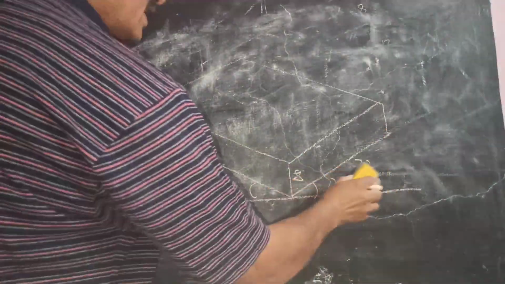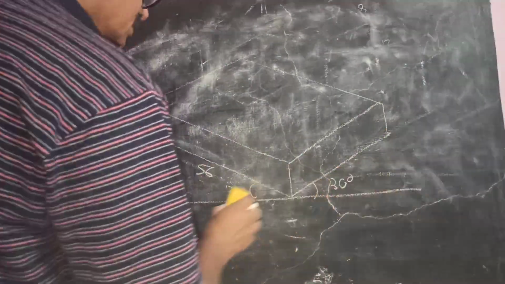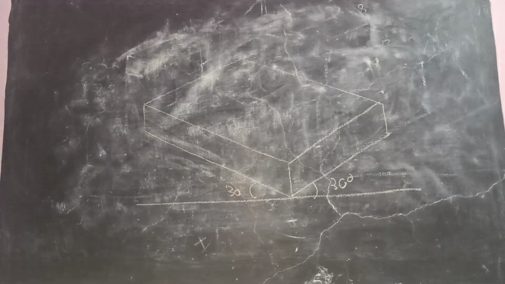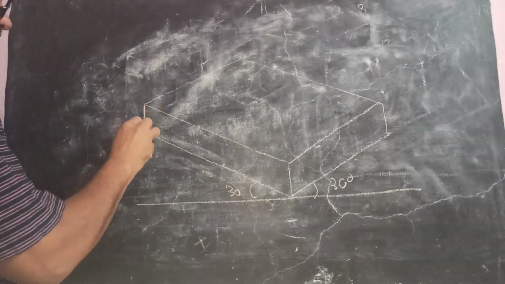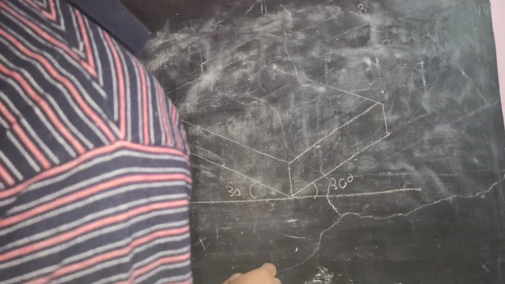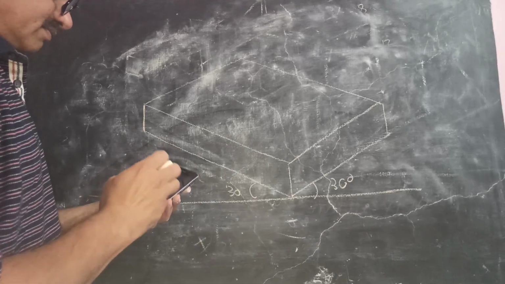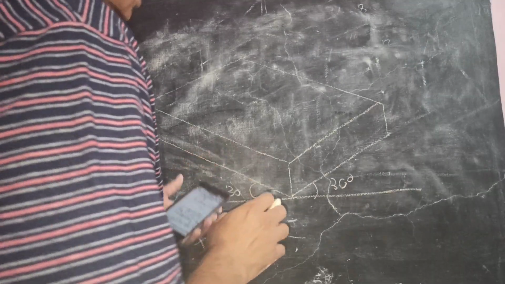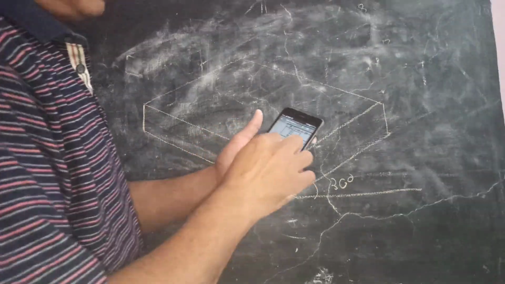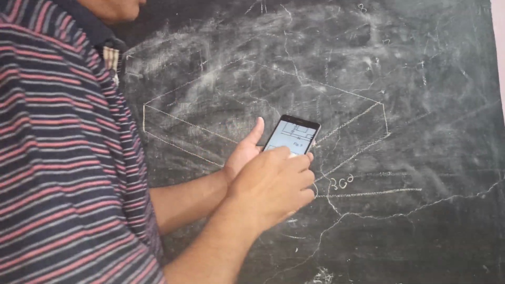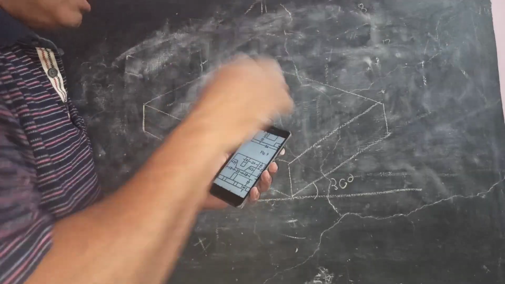Do not write this dimension. I am writing it for just your information. There is no need of writing the dimension in the isometric. Now this particular problem is having a profile like this. This profile or shape of this problem you can identify from the top view.